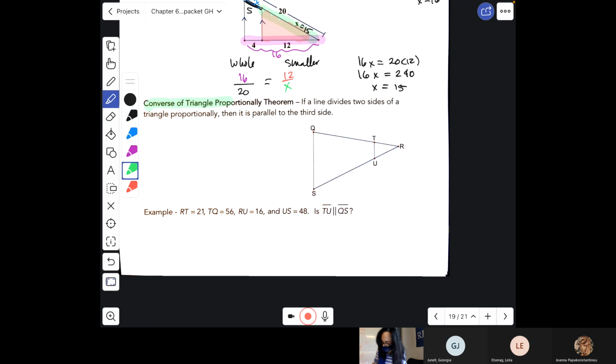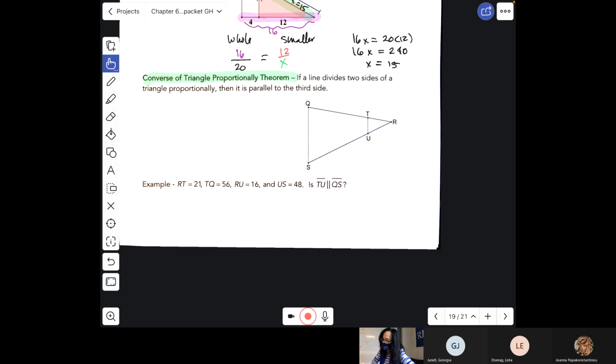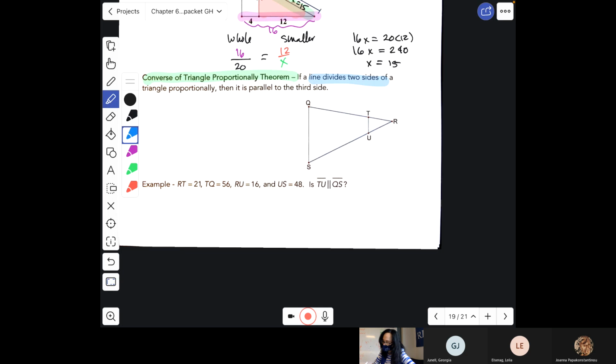Let's look at the converse. The converse says that if I have a line that divides two sides of a triangle proportionally, so now I'm working backwards, so now I'm beginning with a line that divides two sides proportionally, so then these two segments are proportional. Then it must be parallel to the third side. So instead of starting with the parallel lines and getting the proportional sides of the triangle, I'm starting with the sides of the triangle being divided proportionally and getting the fact that they're parallel.